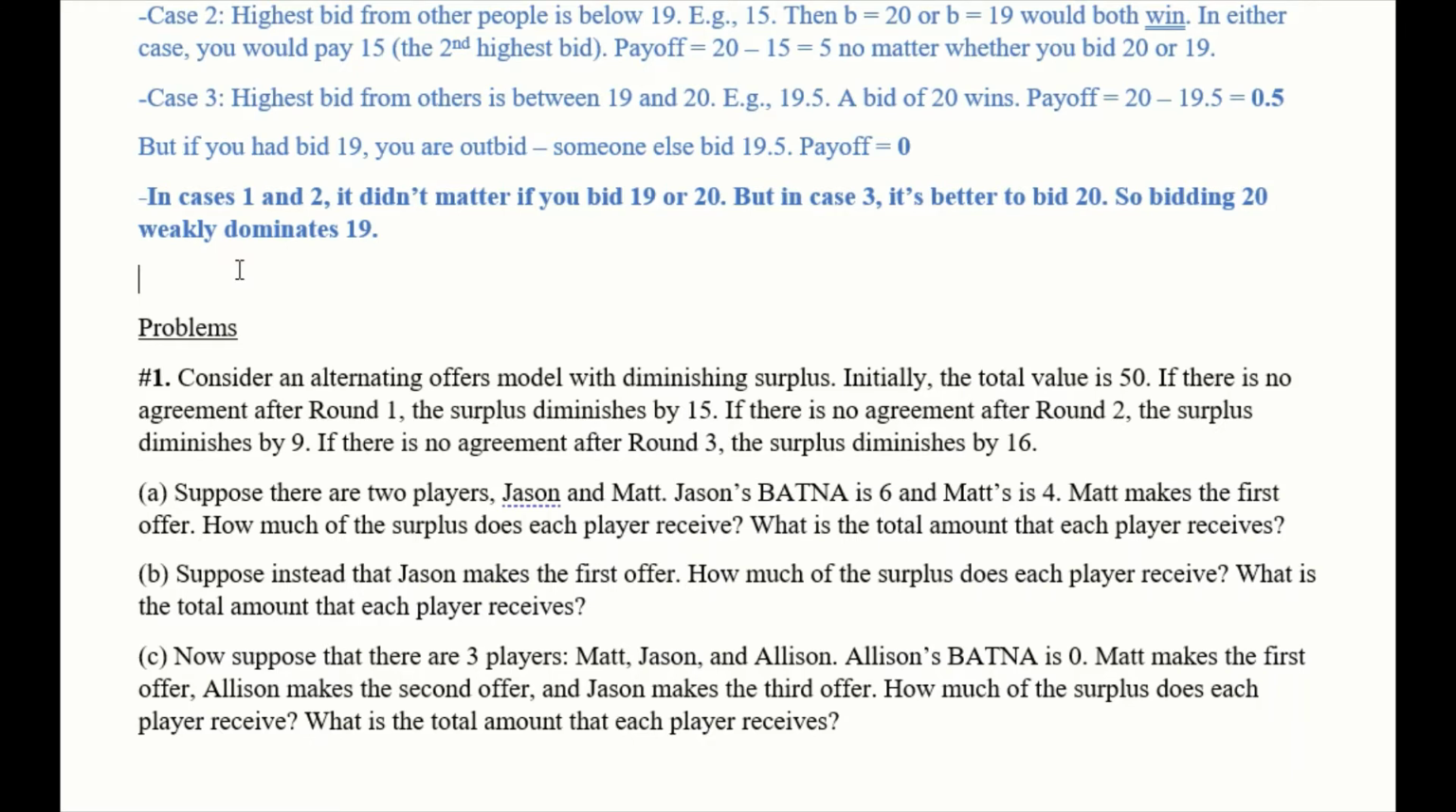Now this question here talks about the distinction I made in the videos and emphasized. Always be clear about whether we are talking about the total value each player receives, or how much of the surplus each player receives. They're not the same thing. So let's tackle part A.